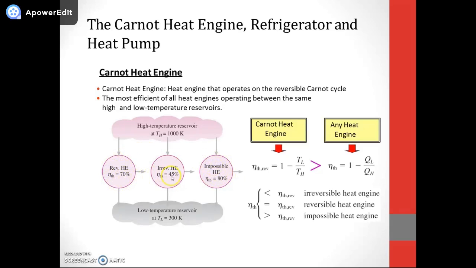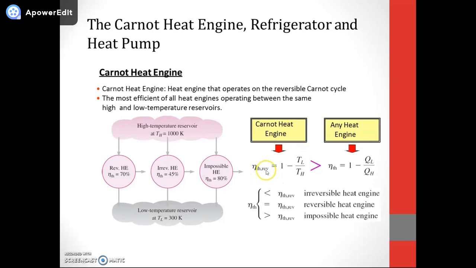This one is possible because it is irreversible and its thermal efficiency is less than the reversible heat engine. But this one is impossible, right? Because the highest that a reversible heat engine can get is 70% for this example, as long as all the information is the same. So how do you identify that?